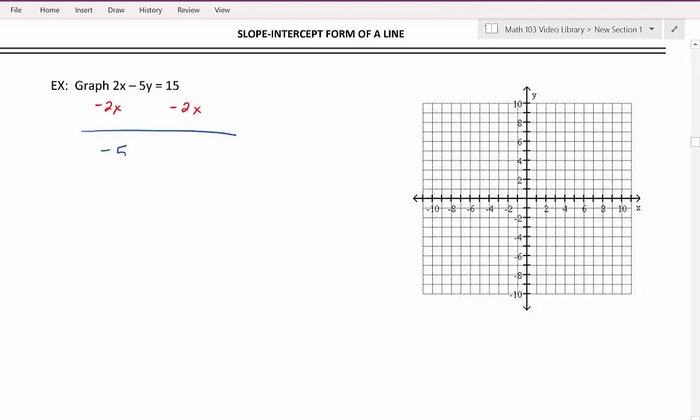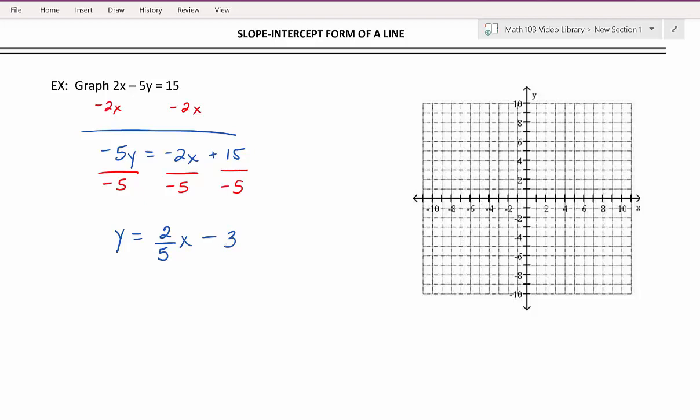This gives us negative 5y equals negative 2x plus 15. Next, we divide each term individually by negative 5. We get y equals, notice that we have a negative divided by a negative. That's going to leave us with positive 2/5 x, and then a positive divided by a negative, that'll be -3.